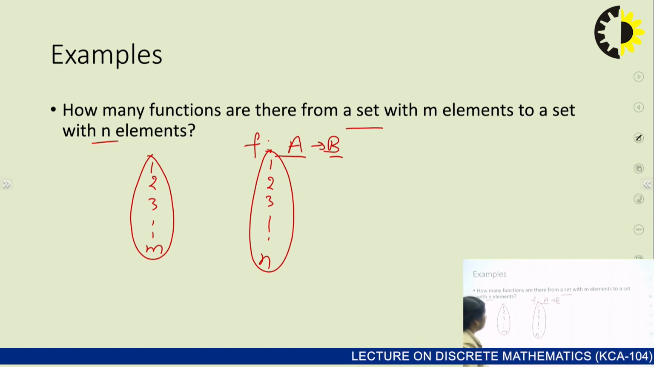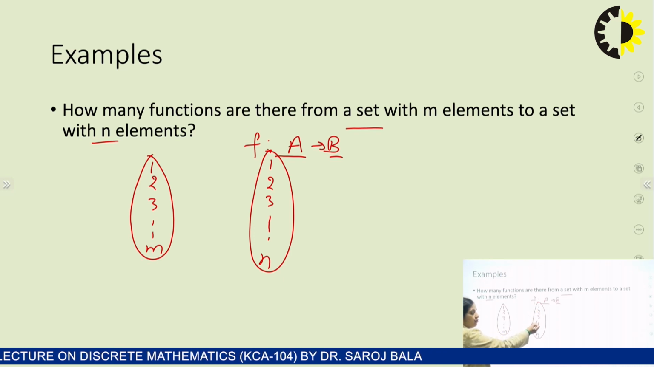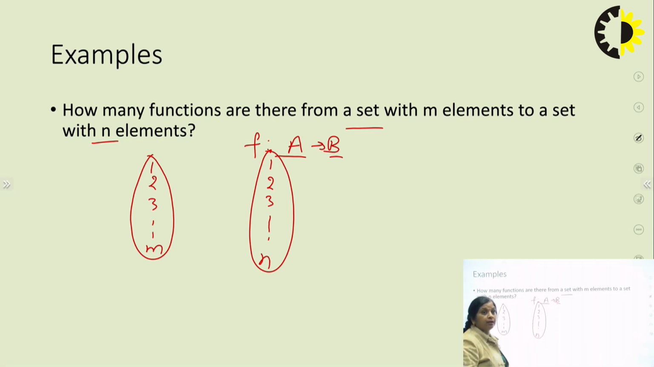Now, what is my first element? Let me say element 1. It has the option of 1 as image, 2 as image, 3 as image, up to n. So element 1 can be assigned any image from 1, 2, 3 up to n. I am dividing my job into assigning images to each and every element. First, I assign an image to 1. I can assign any image from these n elements. So how many ways are there? n.